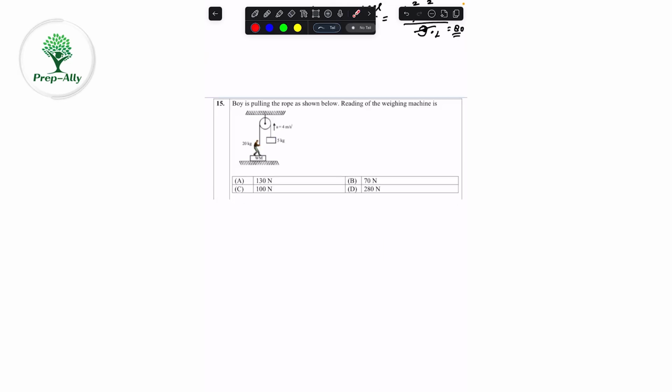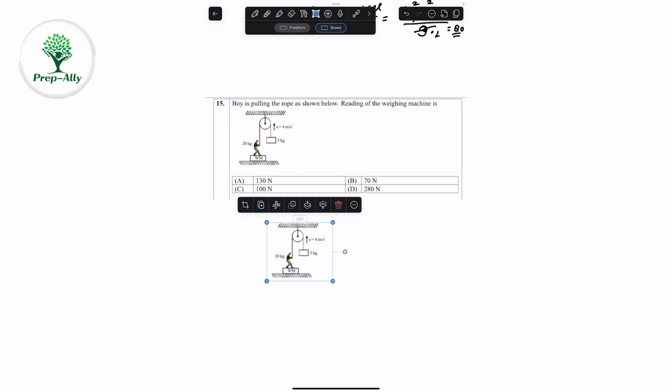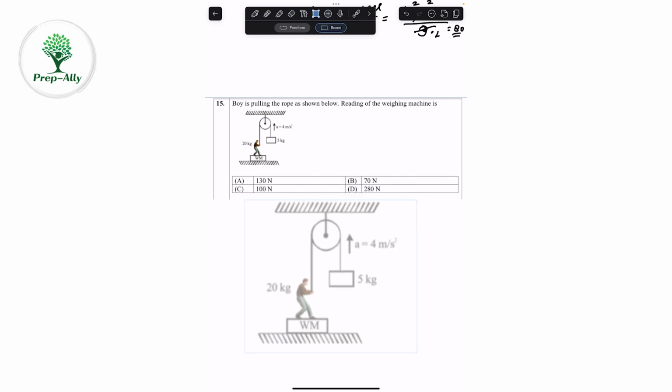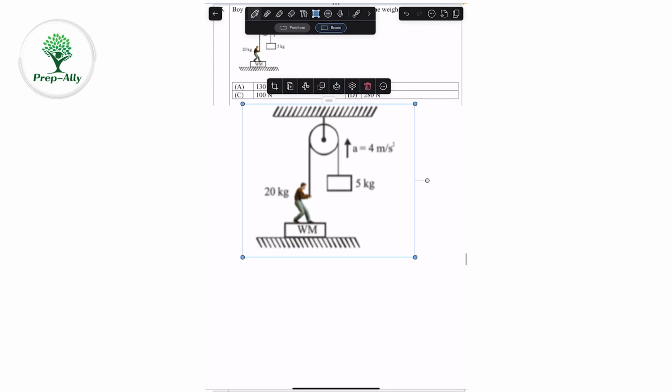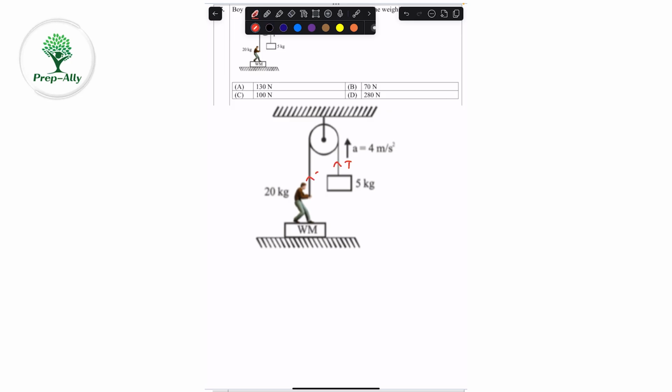Now we are solving 15th question of PAVE exam. In this question it is saying boy is pulling the rope as shown below. Reading of weighing machine is. So you see, if we talk about this figure itself, when the boy is pulling the block upward, the block is having some tension there. Boy is having some same tension there. We can say the block is having some 5g force downward.